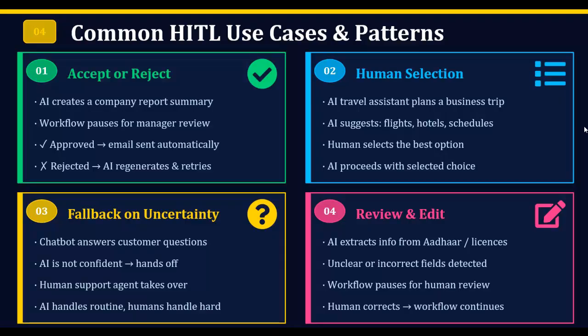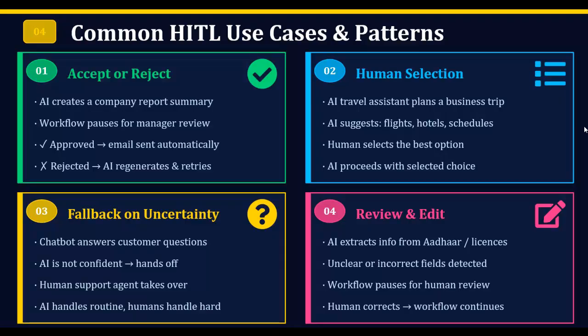The second pattern is human selection. In some workflows, the AI agent may generate multiple possible options. For example, imagine an AI travel assistant planning a business trip. The AI may suggest different flight options, multiple hotels, and several meeting schedules. Instead of letting the AI make the final decision, the human selects the best option before moving to the next step. The third pattern is feedback when AI is uncertain.